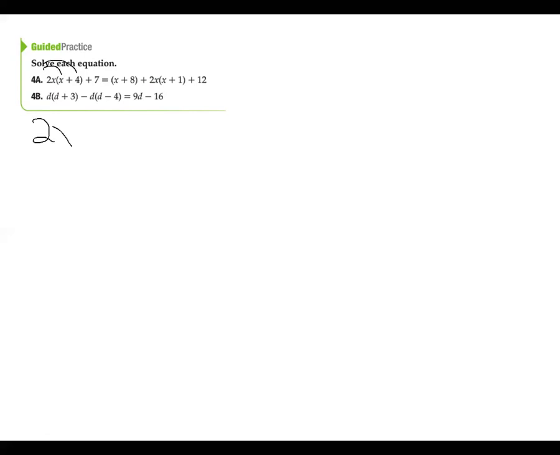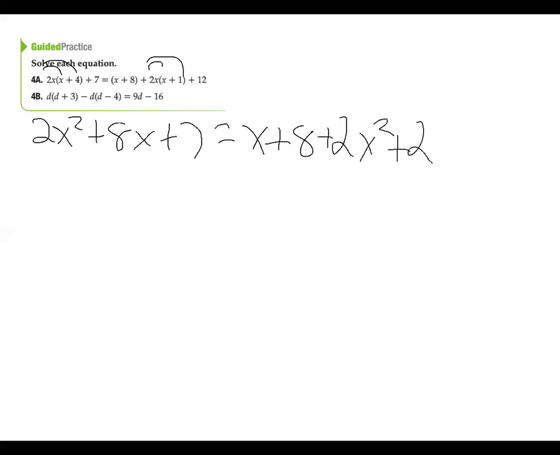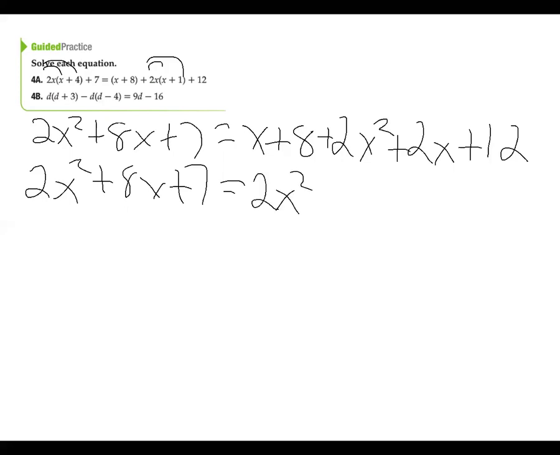So you'd have 2x squared plus 8x plus 7 equals x plus 8. There's nothing to distribute there. Plus 2x squared plus 2x plus 12. Combine like terms. The left side, there's no like terms to combine, so you get 2x squared plus 8x plus 7 equals 2x squared. So took care of that. The x and the 2x gives you 3x, and the 8 and the 12 gives you plus 20.